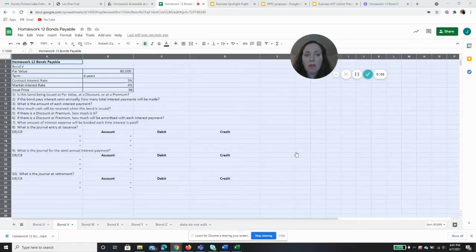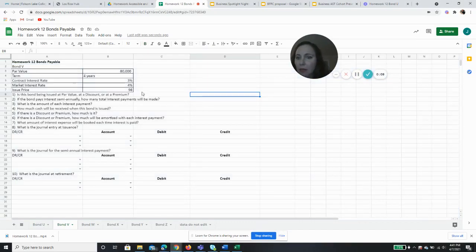We are on homework 12, bond V. So we have the data here on bond V, and there we go. So the first question is, are we issuing at par value, a discount, or a premium?